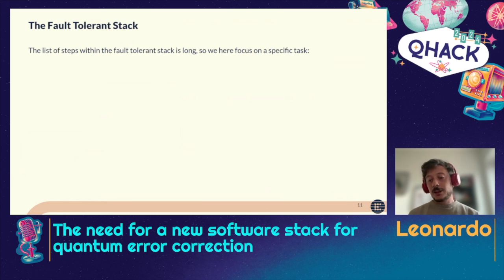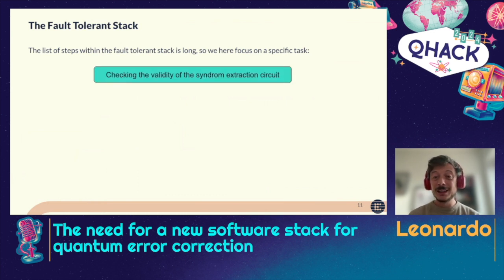The full list of steps you need to perform if you want to make sure that your computation is fault-tolerant is not just long, it's partially not quite fully worked out. We are still at the beginning. A lot of people have different ideas, different plans, but what I can tell you is that it's long and it's complicated. I've picked here just one simple example just to motivate this presentation, if you want, and part of our work at Entropica. So what we want to check is the validity of the syndrome extraction circuit.